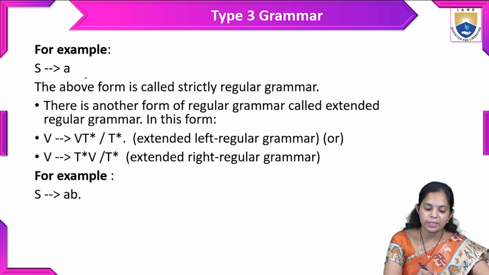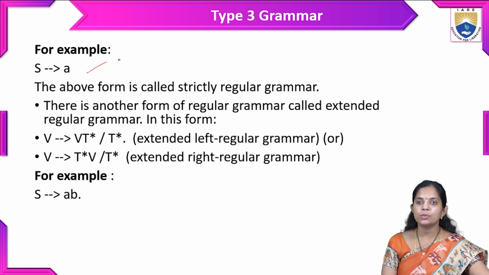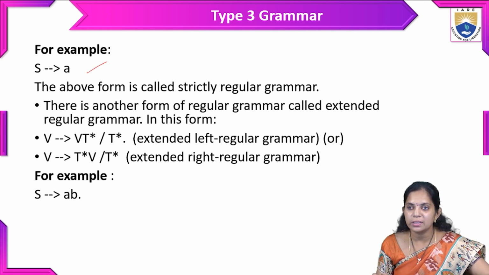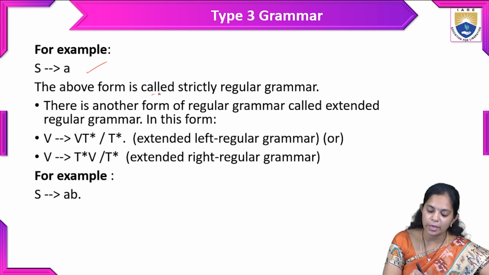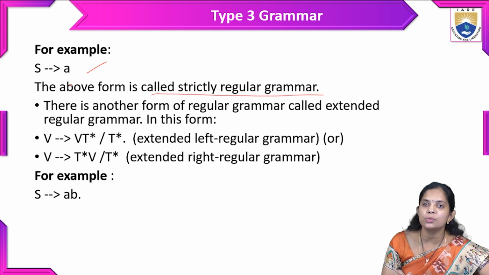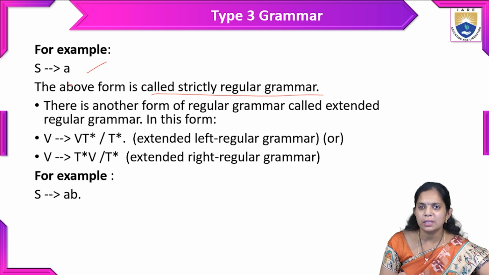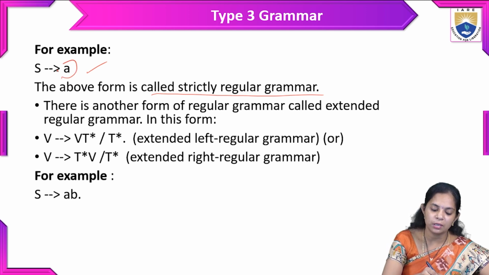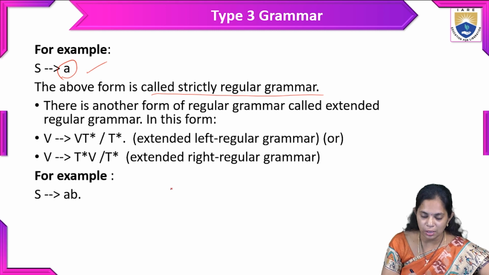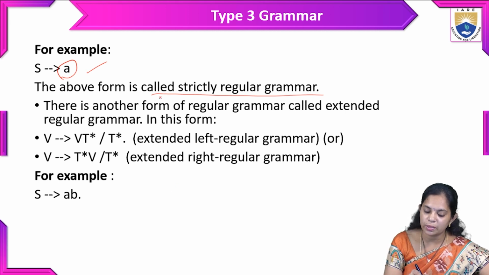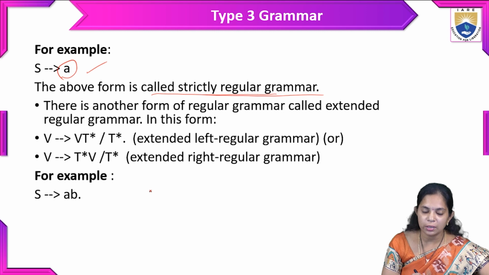For example, S tends to a is the strictly regular grammar, called strictly. S is a variable or non-terminal which is representing only a single terminal symbol. So this is called strictly regular grammar.